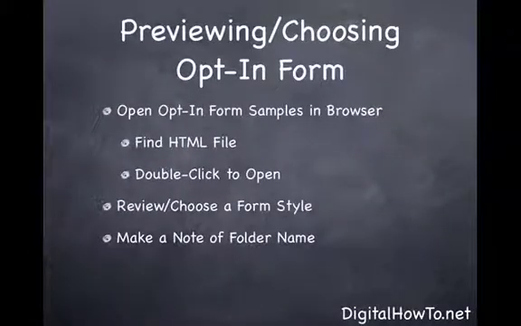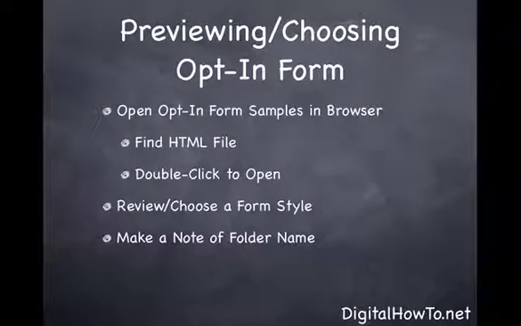To choose an opt-in form, usually these forms come with sample templates in HTML format. Now HTML is the format that web browsers can read, so it's quite handy because all we need to do is find the HTML file that we're interested in that represents the form and double click it to open it in the browser. We have a quick look at the different types of form that are available to us, choose the one that we're interested in, and make a note of the folder and file names that we're going to need. We're going to need those shortly because we're going to need to open those files in our HTML editor so that we can insert them into our final document.